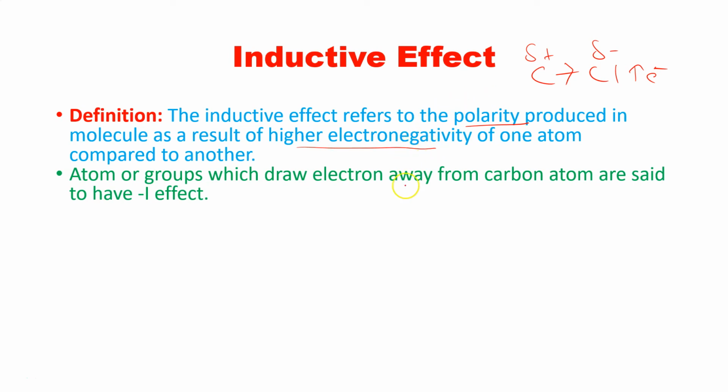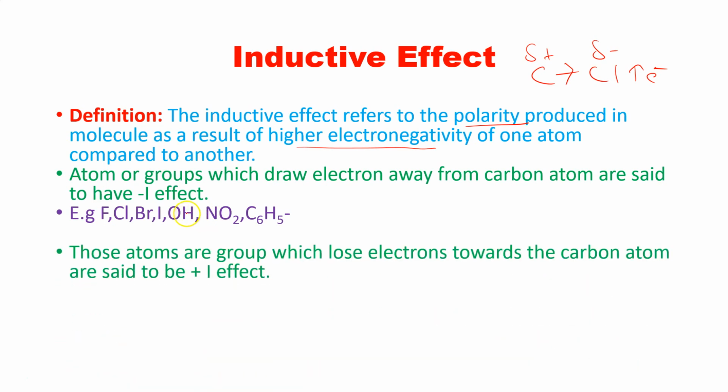Here the groups which take away electrons from carbon, for example, are fluorine, chlorine, bromine, iodine, OH, NO2 and phenyl. These are some groups which remove electrons from the carbon, or which draw the electron from the carbon. So these groups are said to be negative inductive effect groups.